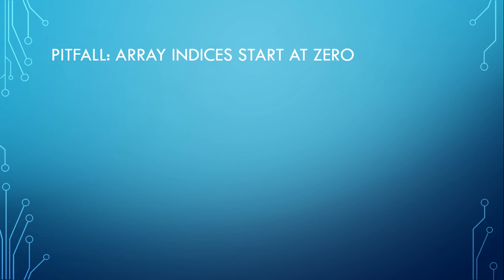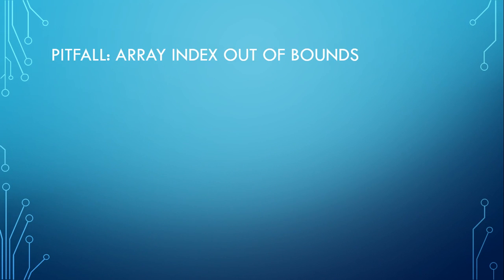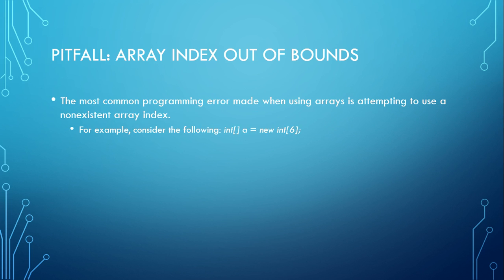Now, that aside, let's talk about one of the first pitfalls, which is that array indices start at 0. The indices of an array always start at 0 and end with the integer that is 1 less than the size of the array. An additional pitfall to talk about is array index out of bounds. And we've talked about the last one, that indices always start at 0, because you have to make sure you think that even though the size is 5, the last index is actually n minus 1.